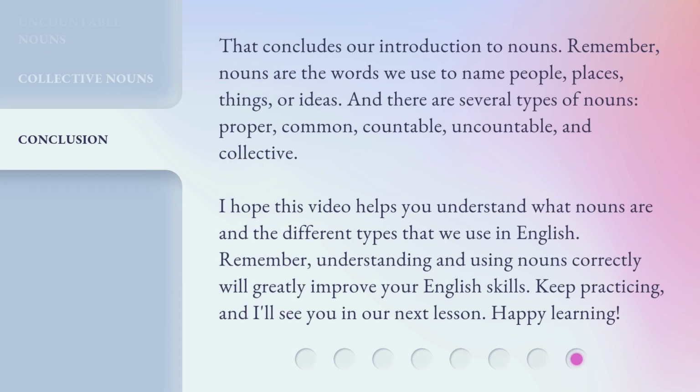That concludes our introduction to nouns. Remember, nouns are the words we use to name people, places, things, or ideas. And there are several types of nouns: proper, common, countable, uncountable, and collective. I hope this video helps you understand what nouns are and the different types that we use in English. Remember, understanding and using nouns correctly will greatly improve your English skills.